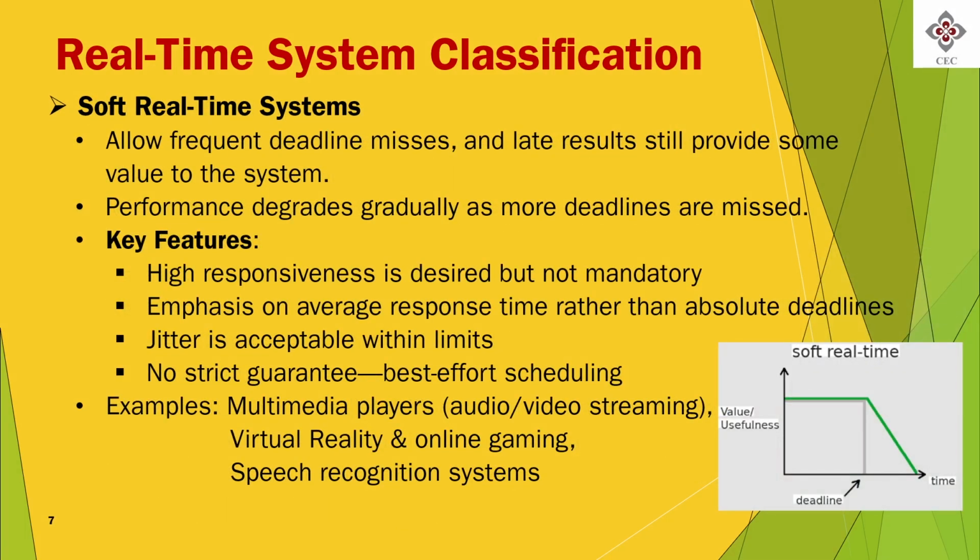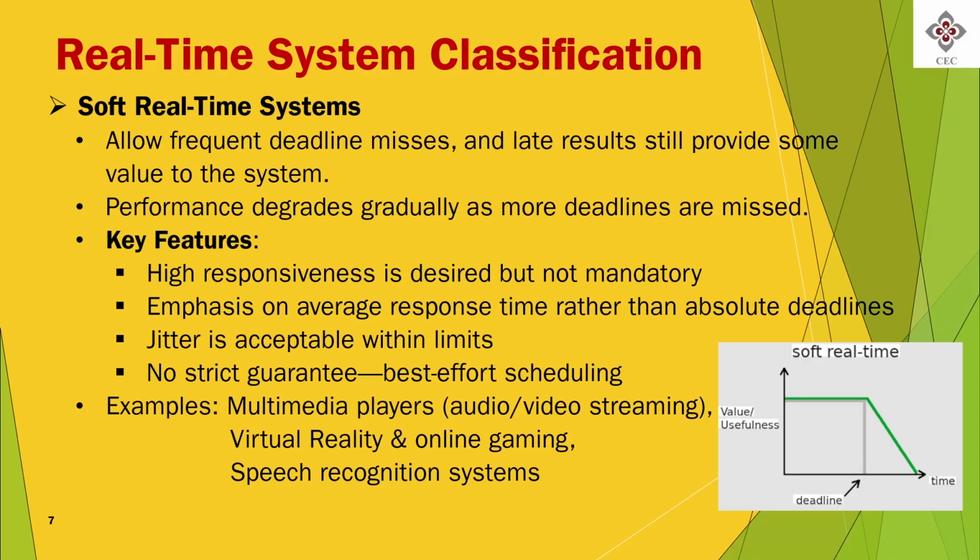The next is the soft real time. As the name says, it allows frequent deadline misses and late results still provide some value to the system. Even if you execute after the deadline, it may be helpful in certain cases, but if you miss more deadlines, then the performance will degrade gradually. As we already discussed, real time systems need high responsiveness.